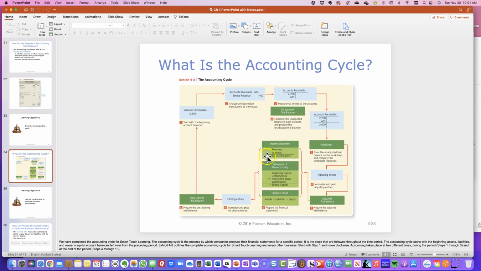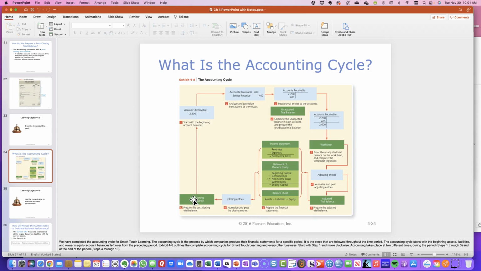The income statement, because we need the net income to move into the statement of owner's equity. And then we need that ending balance of owner's equity to go right here under the balance sheet. So once we prepare the financial statements, then we do our closing entries, and then we prepare our post-closing trial balance.